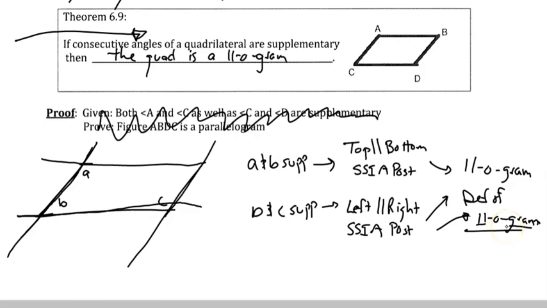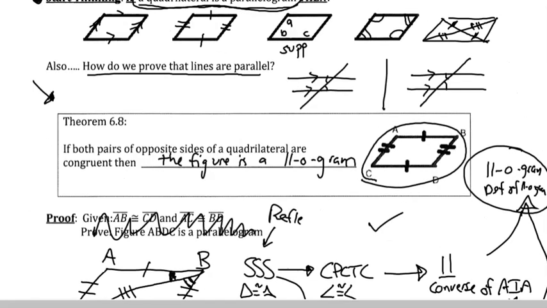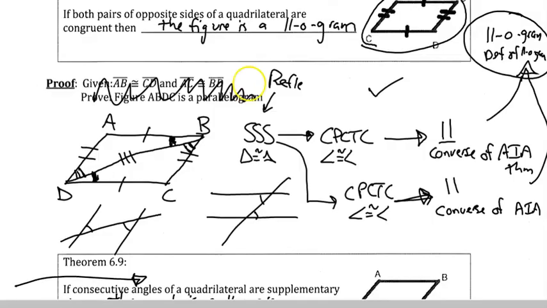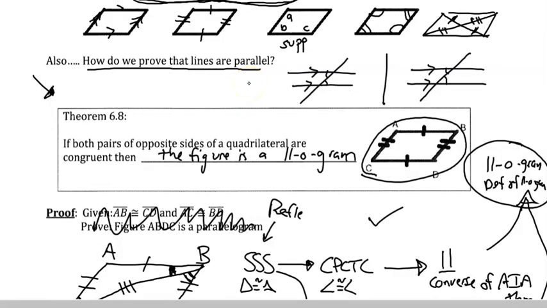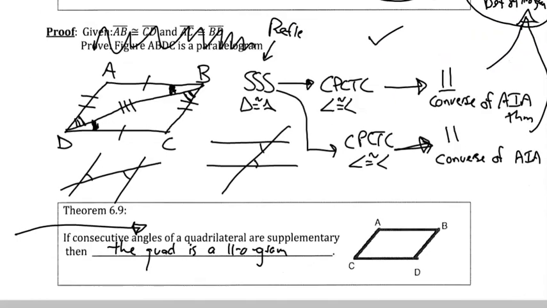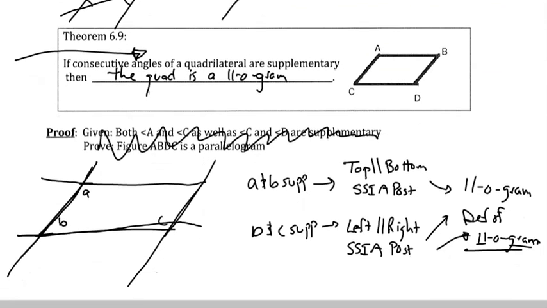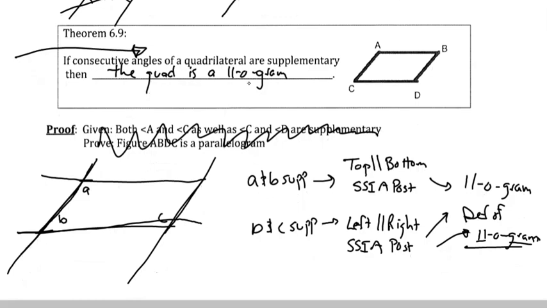Great. All right, so now we have two different ways to prove that a figure is a parallelogram. One is if you know both opposite sides are congruent, that's one of the ways. And the other way is if all consecutive angles are supplementary. And we went through the logical reasoning behind that right here. Ta-da! Let's move on to the next page and see what else we've got.